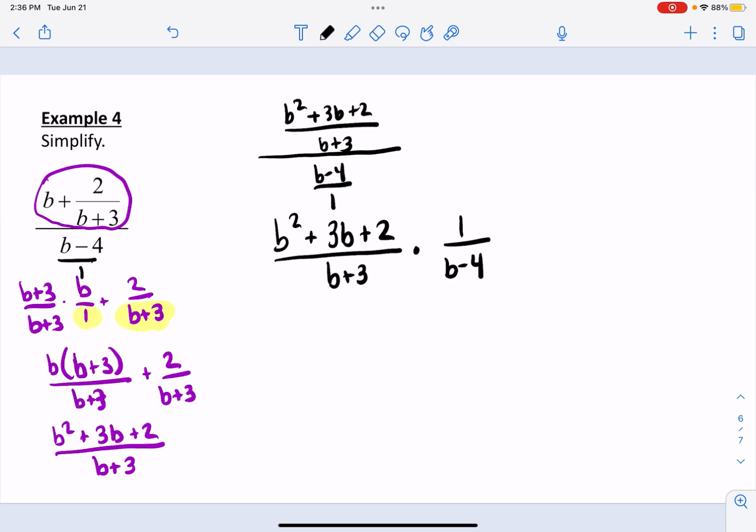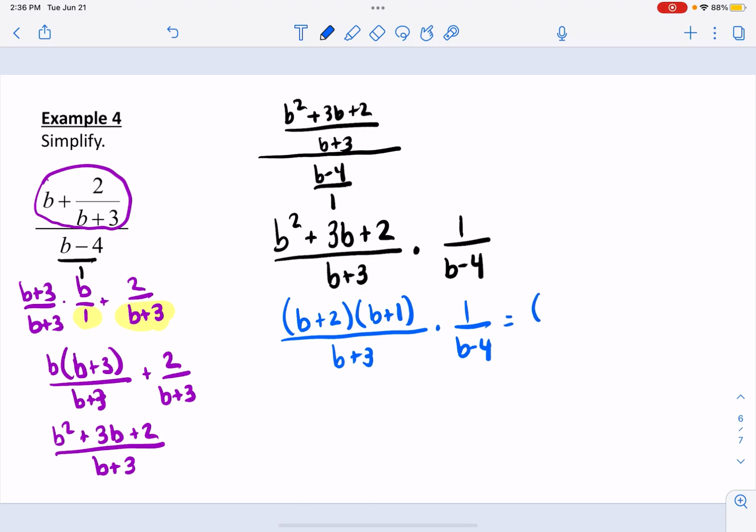Now we factor and cancel. I'm going to do that in blue. So I have a b plus 2, a b plus 1 over a b plus 3 times 1 over a b minus 4. And so that equals, nothing cancels. I was hoping something would cancel. So I just multiply across. And that's what I get.